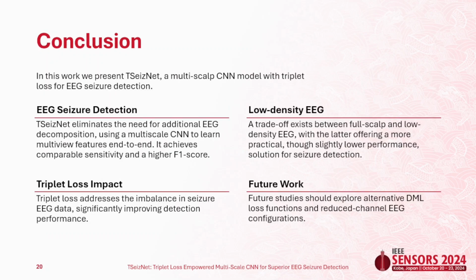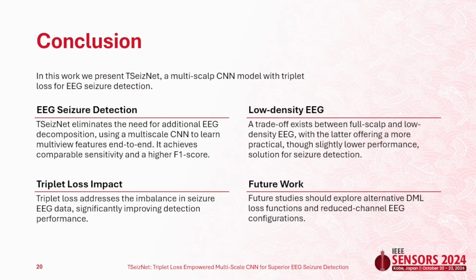To conclude this study, I present TSeizNet to eliminate the need for additional EEG decomposition, as it learned multi-view features in an end-to-end fashion. It achieved a comparable sensitivity with a higher F1 score. And triplet loss can enhance the deep learning model performance in the EEG seizure detection task.